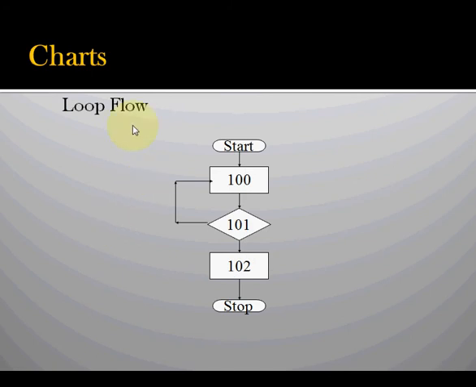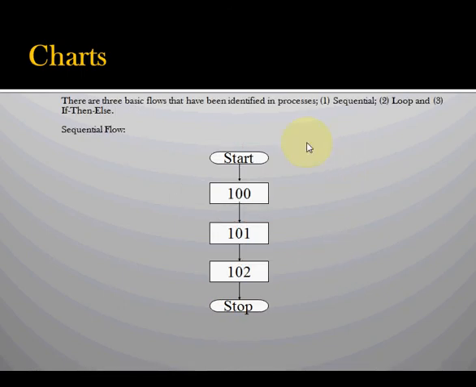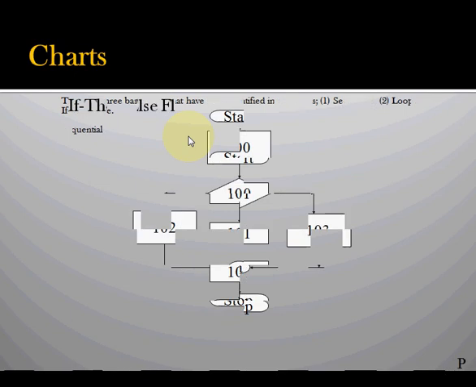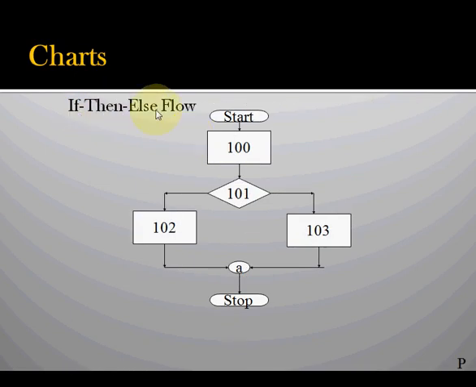The next is what's called a loop. And here we have the terminal symbol, process 100, a decision at 101. If it's false, it goes up and feeds back. It does not feed forward. Anything that feeds forward is out of control. So you notice if it's true, we go to process 102 and then a terminal symbol stop. So we have sequential flow, and then we have the if-then-else.